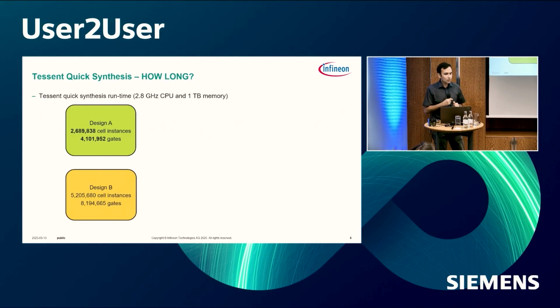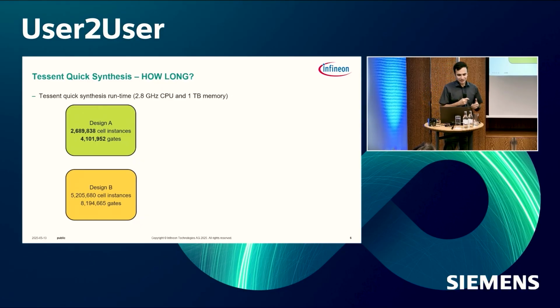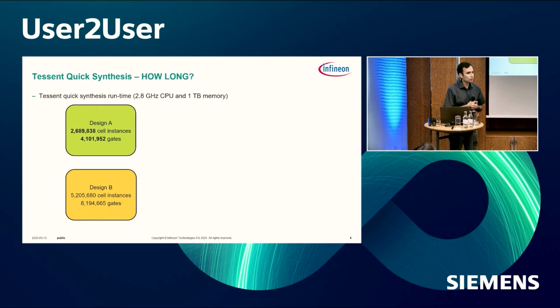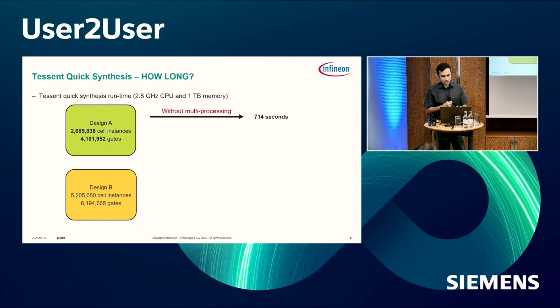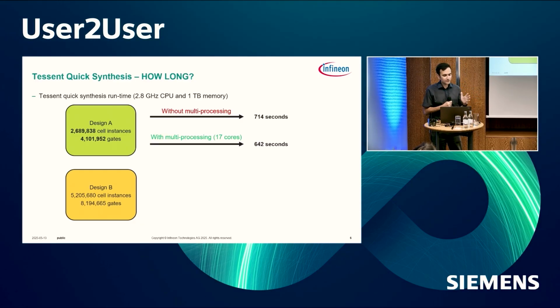So the next question, how long does it take to run Tessent Quick Synthesis? As I said, it's orders of magnitude faster than the real synthesis, which we run later. I did some experiments on our server for two designs. One is a smaller one, basically two partitions. It only has 4.1 million gates. Another one is bigger, 8.2 million gates. On our server, if you don't use multiprocessing, you can run it in roughly 12 minutes. If you activate the multiprocessing, it's slightly faster.